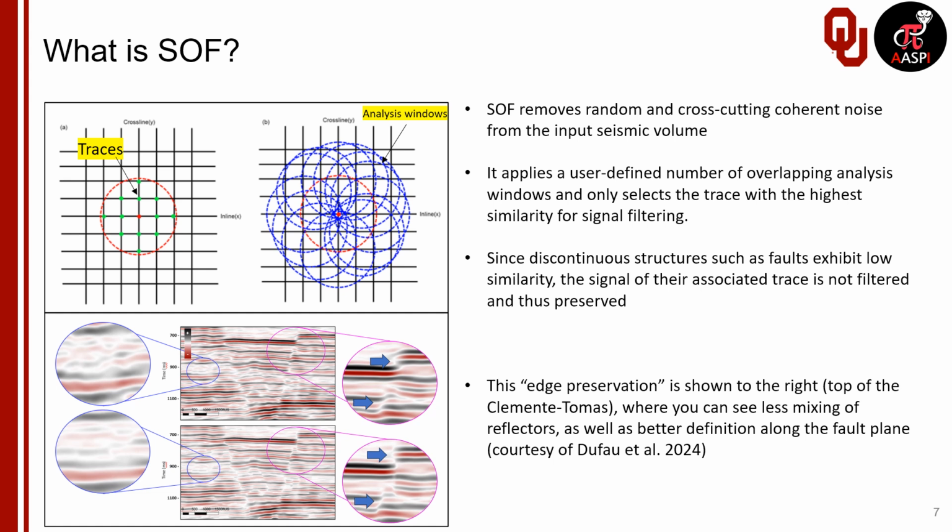So just going over quickly what structure-oriented filtering is: what you're seeing on the left there is a picture highlighting the Kuwahara window filter. The green dots are each seismic traces that have a pre-computed coherence within them. Those dotted blue circles are overlapping analysis windows that are basically looking for the seismic trace with the highest coherence and choosing that trace for filtering. What this does is preserve faults and reduce the mixing of stratigraphic reflectors, as well as define those fault edges much more clearly, as you can see in the picture at the bottom.